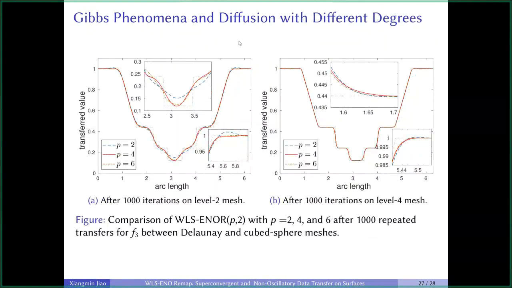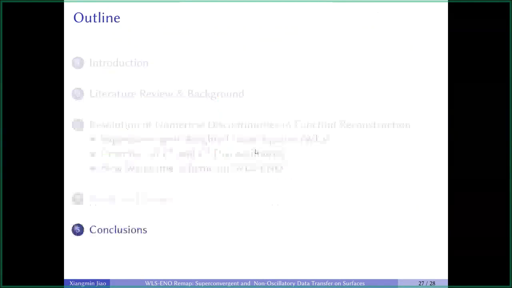And when we use different degrees, we see that for degrees 2, 4, and 5, for finer meshes, they are all comparable. For coarser meshes, degree 4 is actually the best, because degree 2 is not accurate enough. Degree 6 requires too large a neighborhood. It becomes more diffusive. So our recommendation is to use degree 4.